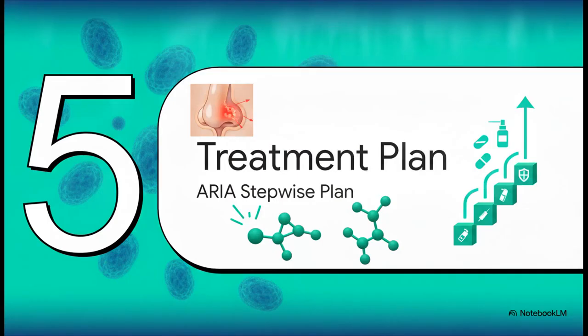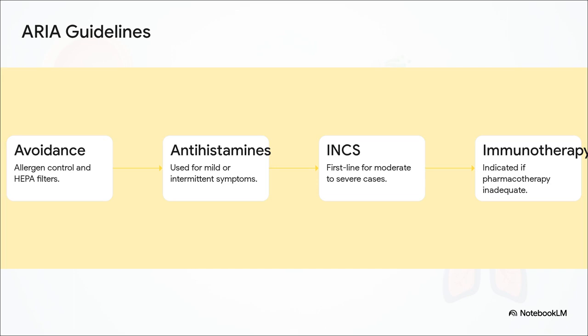Finally, Section 5, AIRA Stepwise Treatment Plan. Time to build our tactical defense. The flow of treatment here requires a really logical, stepwise escalation, totally based on how severely the patient is impacted. The golden rule? We always start by reducing exposure. So step 1 is avoidance.